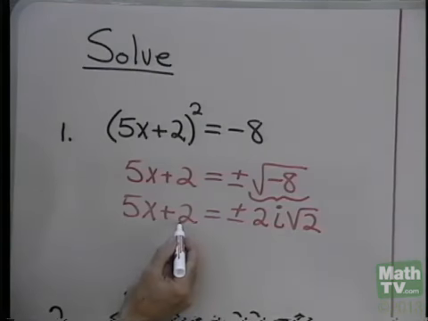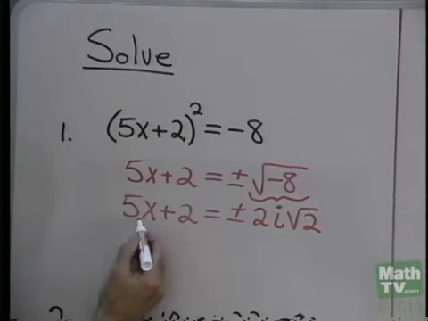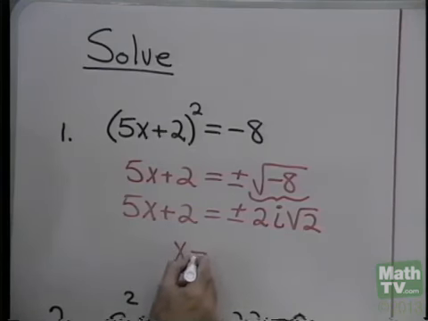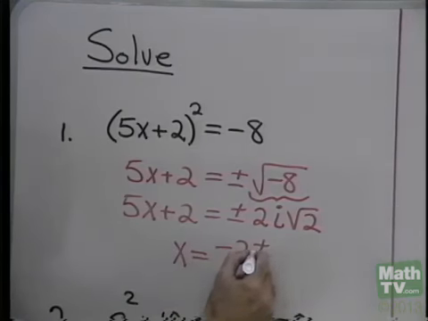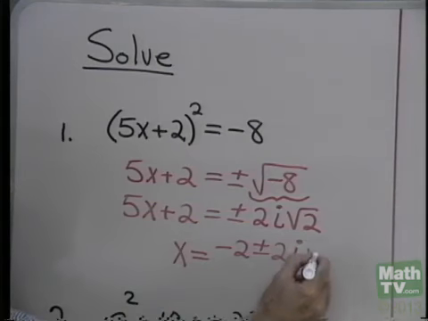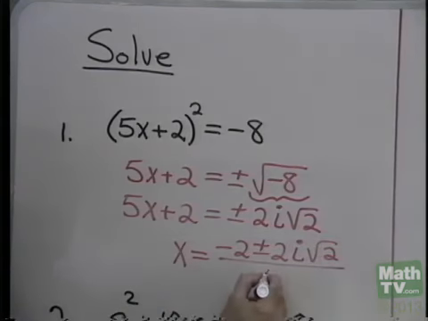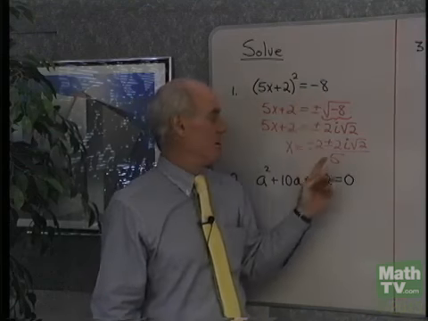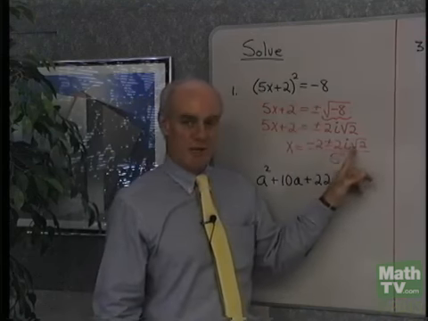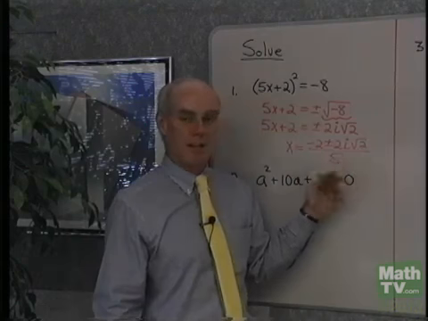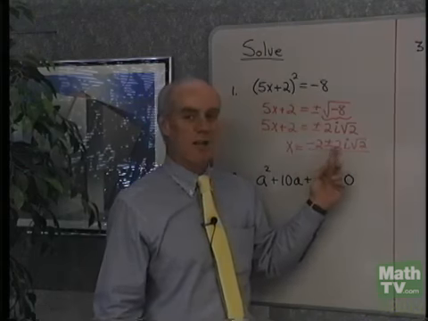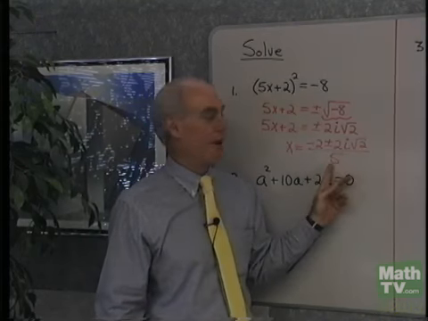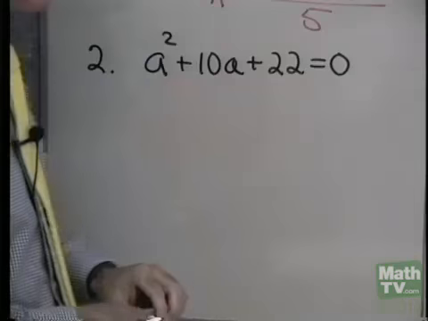Now I'll simply add negative 2 to both sides and then divide both sides by 5. That will give me x equal negative 2 plus or minus 2i square root 2, all divided by 5. And these are my two solutions to this equation right here: negative 2 plus 2i square root 2 divided by 5, and then the other solution is negative 2 minus 2i square root 2 over 5. Let's look at our next problem.